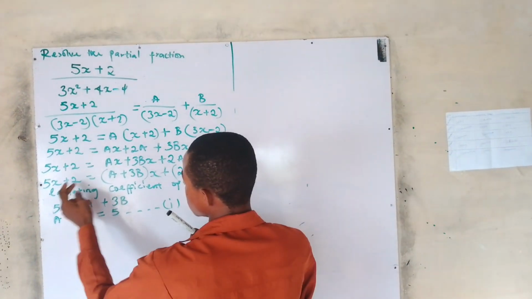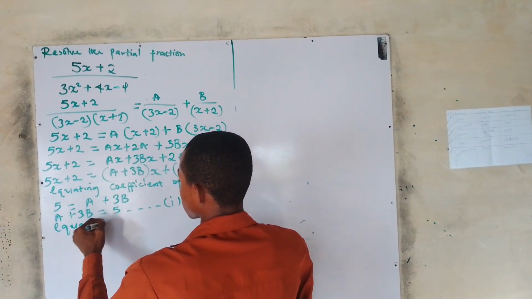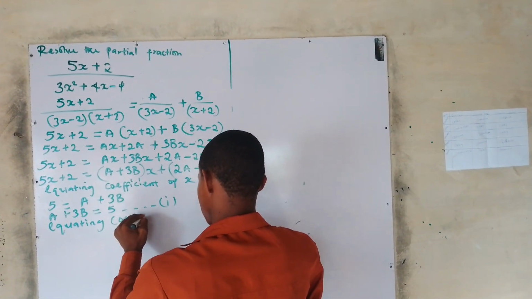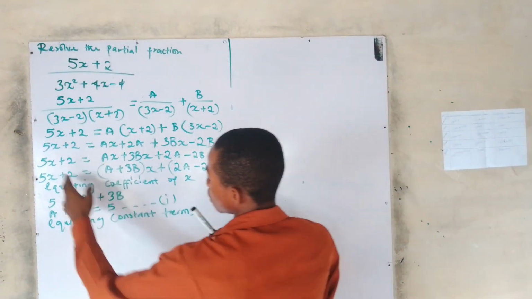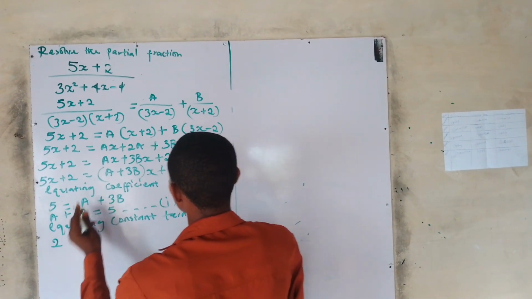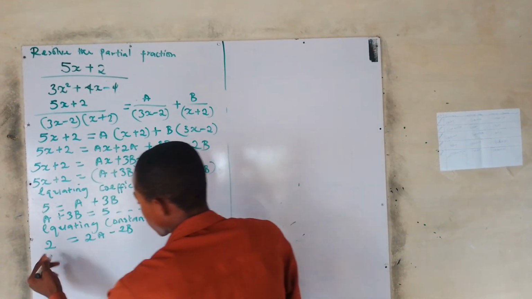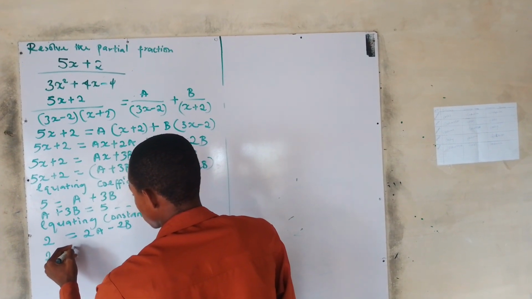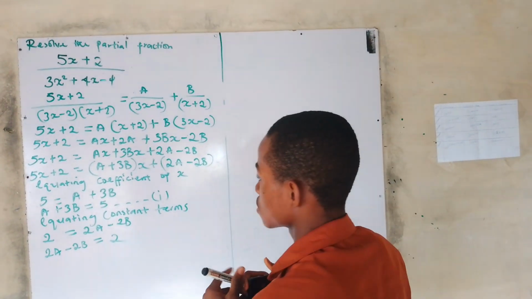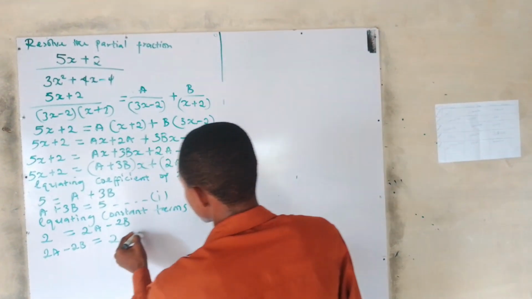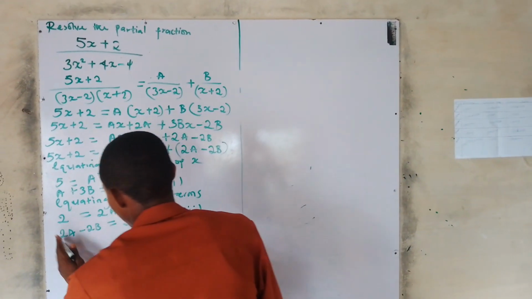So from here now let's equate the constant terms. In equating constant terms, we have that 2 is equal to this 2A minus 2B. So we can say that 2A minus 2B is equal to 2. Are you guys seeing it now? So right from here we have equation 2. Now let's bring out our equations.